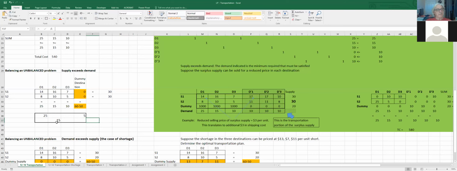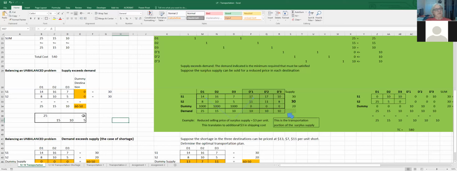And this way, I satisfied this demand. But the supply is 30. I put here 10. Why? Because I have demand of 10. Together 25. The last 5 will go here. This is a feasible solution. I'm not going to say it's optimal. It's feasible. I just want you to see how you interpret it.